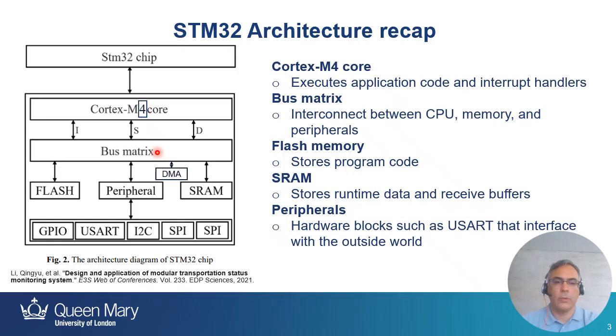Program code is stored in the flash, while SRAM is used for runtime data, including UART receive buffers. Peripherals such as the USART interface with the external world and place receive data into internal registers. In this lecture, we focus on how data moves from the USART peripheral to the SRAM, either through CPU interrupts or using the DMA controller.